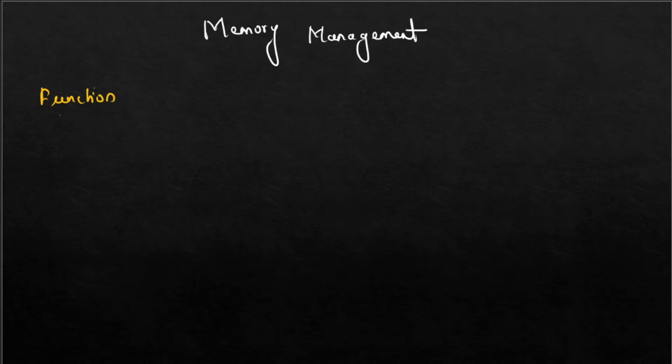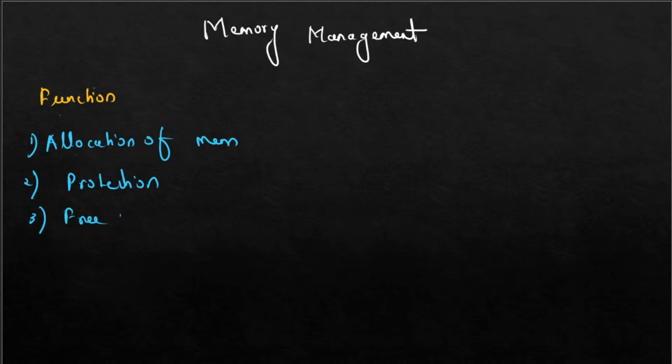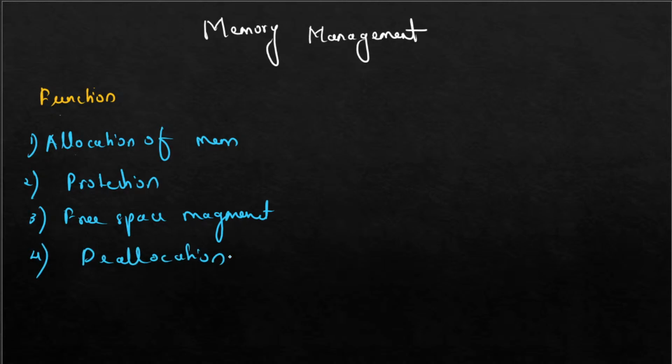Okay, so done everyone. Now let's see memory management. So let's see memory management functions. First is allocation of memory. Second is protection. Third is free space management. Fourth is deallocation. So these are the functions.